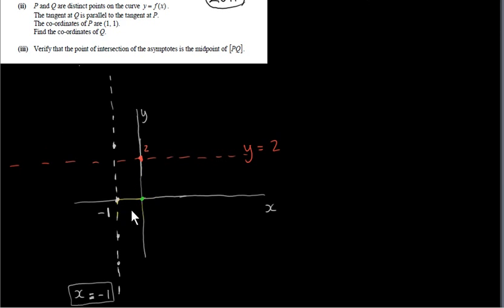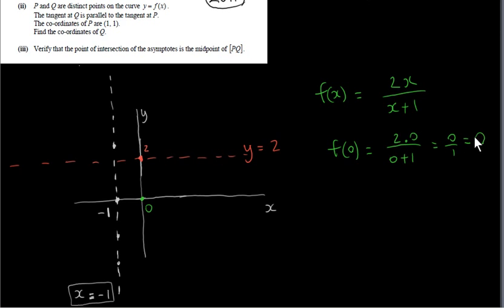Well, what you could do is work out the value of the function at just one point. So at any value of x, I'm going to use 0, it's convenient. So our function is 2x over x plus 1. Let's work it out at 0. So we have 2 times 0 over 0 plus 1. Well, that's just 0 divided by 1, which is 0. So when x is 0, y is 0. So we have the point 0, 0. So 0, 0 is a point on the curve.